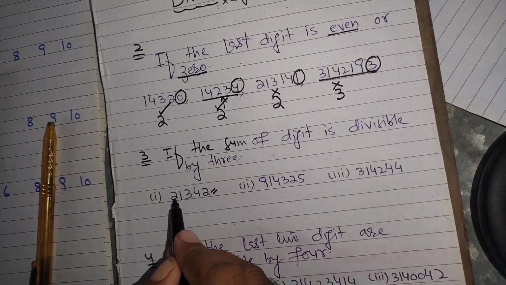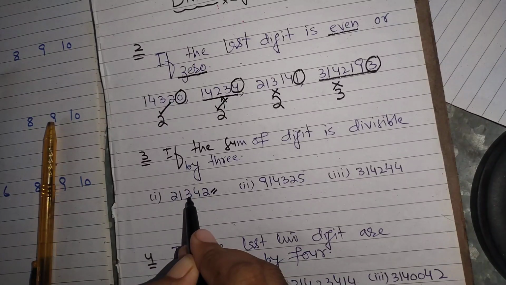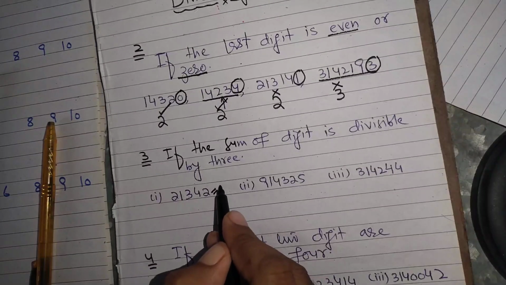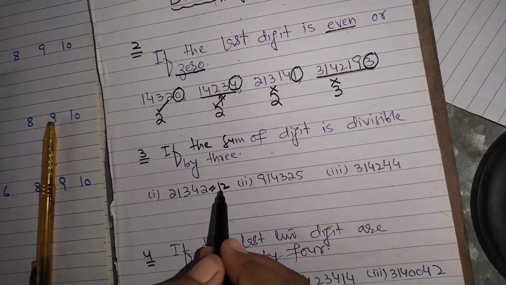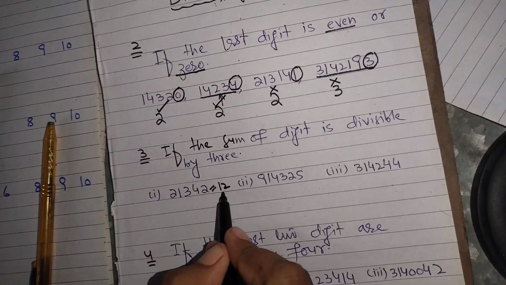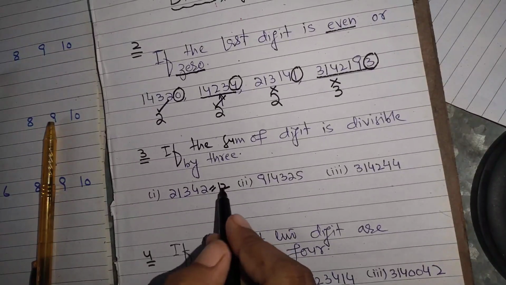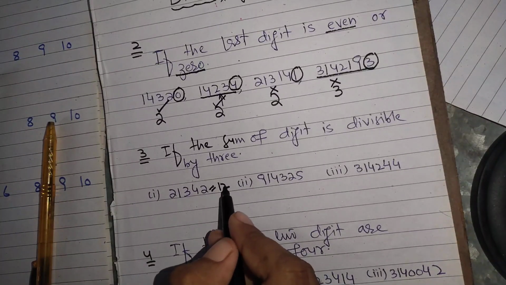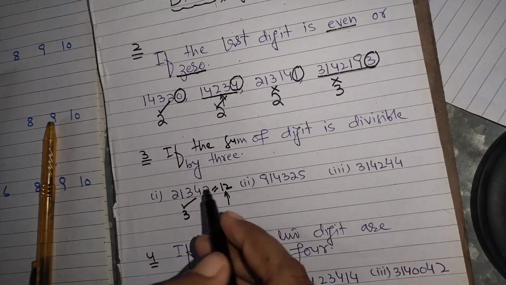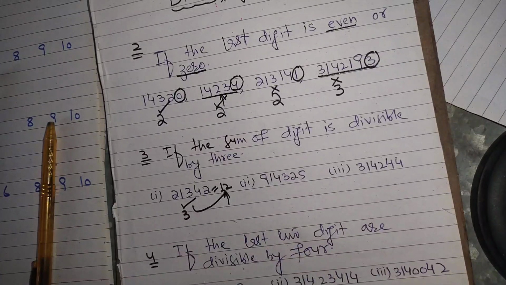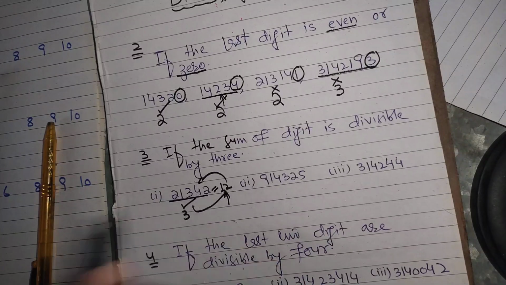Let's check. We add 2, 1, 3, 3, 6, 10, 12. We add all the numbers, and it becomes 12. Now we check this against 3. 3 times 4 is 12, which means 3 divides 12, so the whole number is divisible by 3.